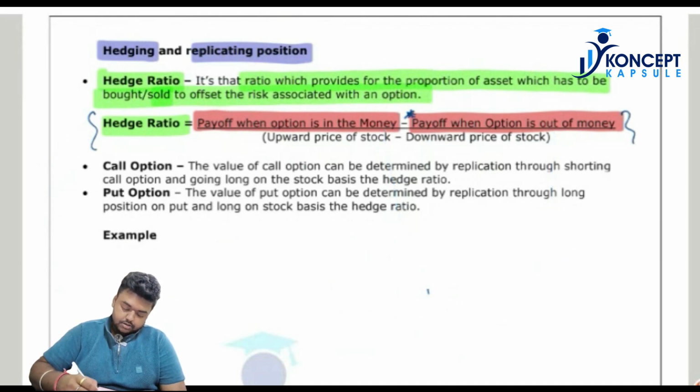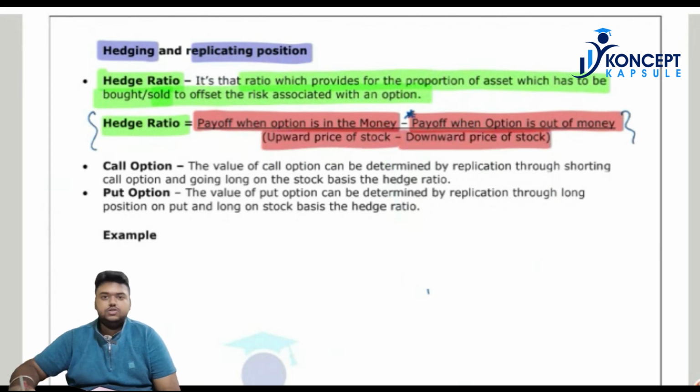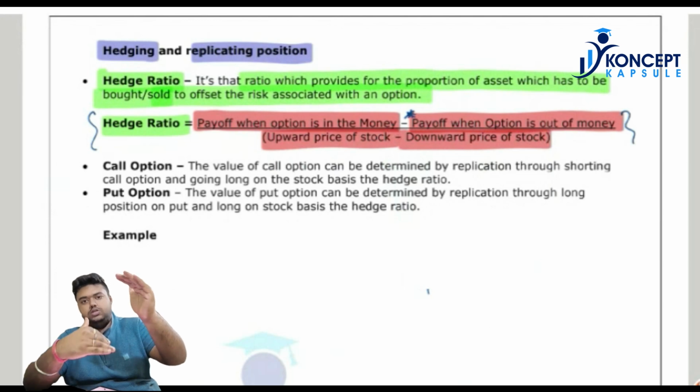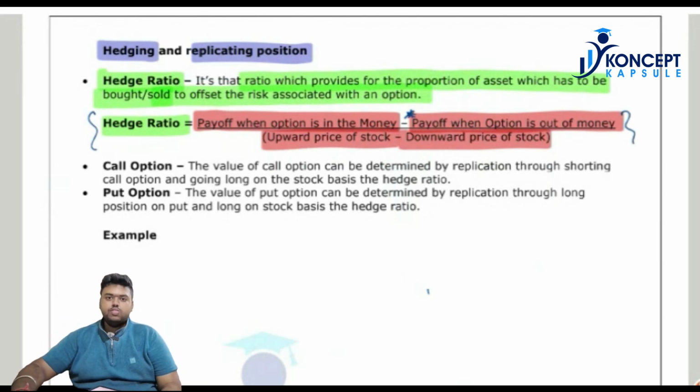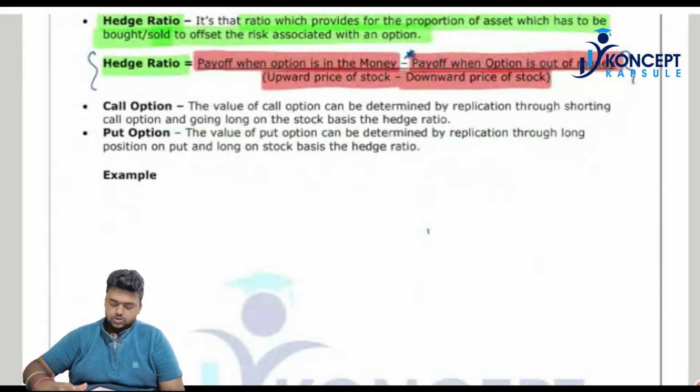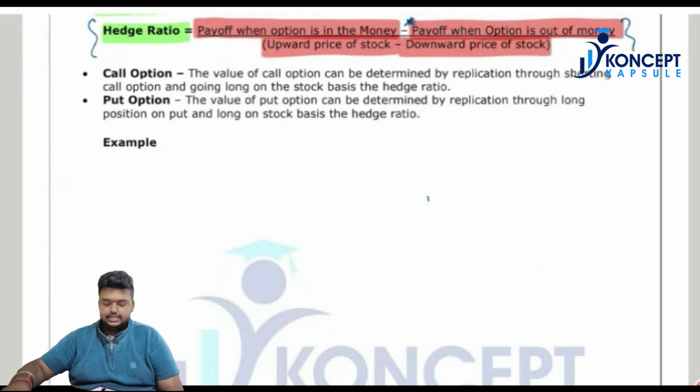The denominator is the upward price of the stock minus the downward price of the stock. So basically, in the numerator, it is the delta between the payoffs of the options, divided by the difference between the two nodes of the stock prices in case of a binomial model. In the denominator, it is the difference between the prices of the underlying. Yes or no, guys? So now with this, let us take an example.